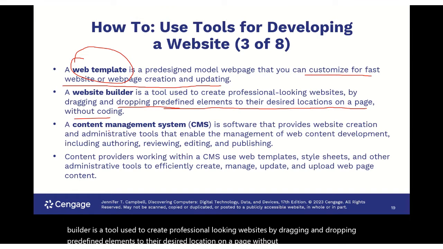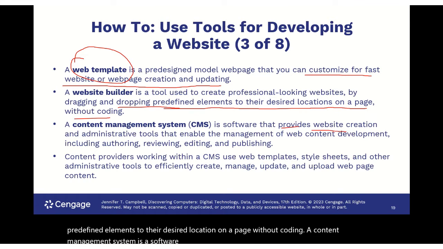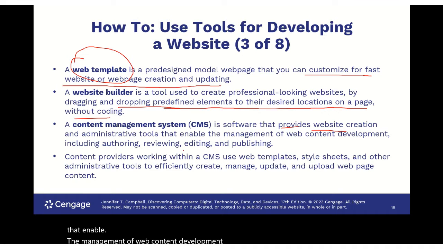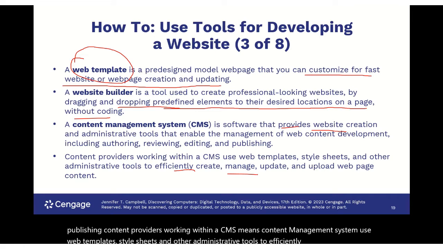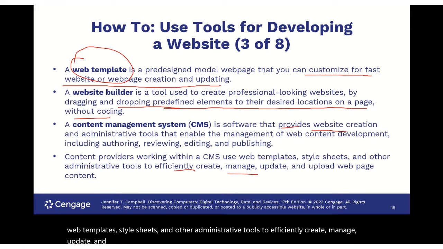A content management system is a software that provides website creation and administrative tools that enable the management of web content development, including authoring, reviewing, editing, and publishing. Content providers working within a CMS, meaning content management system, use web templates, style sheets, and other administrative tools to efficiently create, manage, update, and upload web page content.